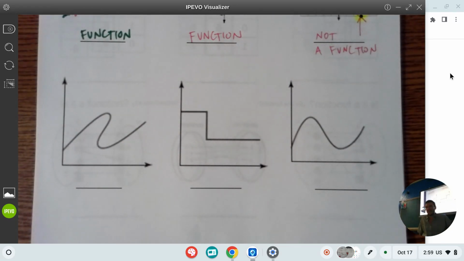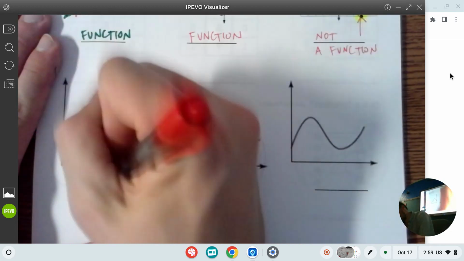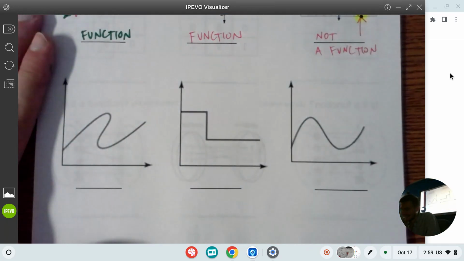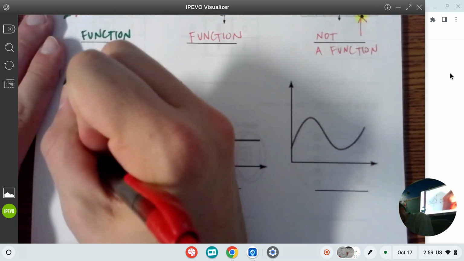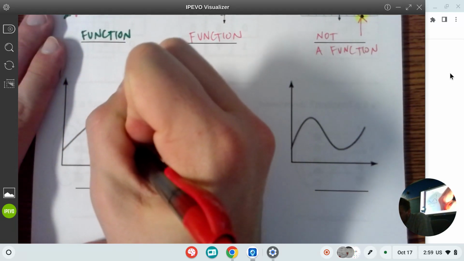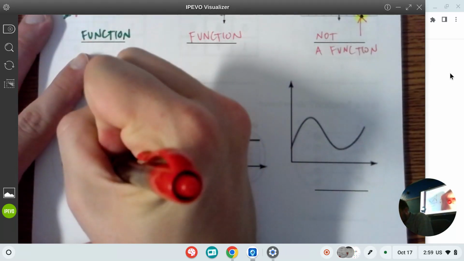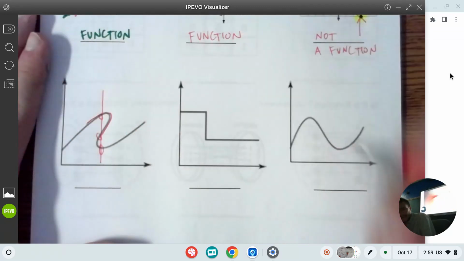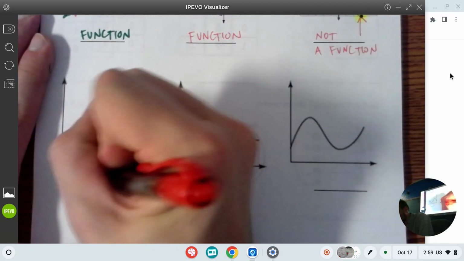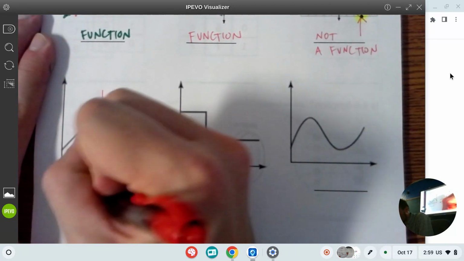We're pretty much done. For the first one, could you stab this graph and get it twice? Yes. Do you see how it folds on top of itself? Yup. And we got it 3 times actually. Wow, bonus. Not a function.